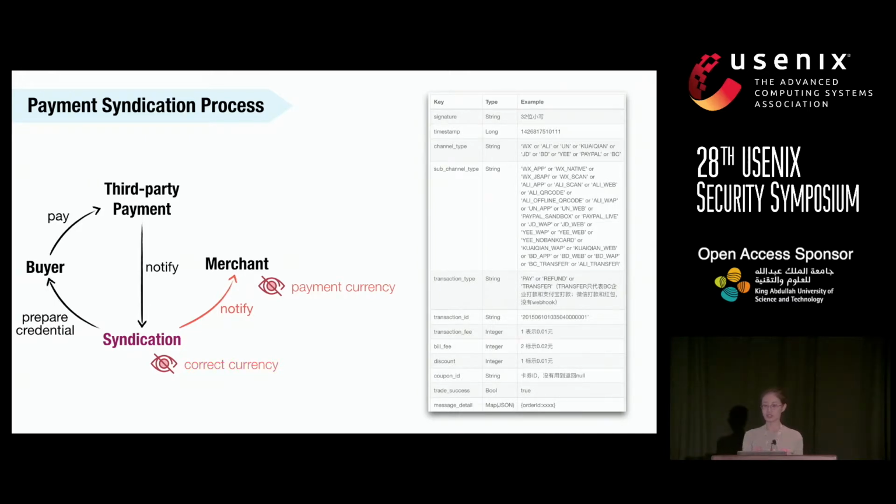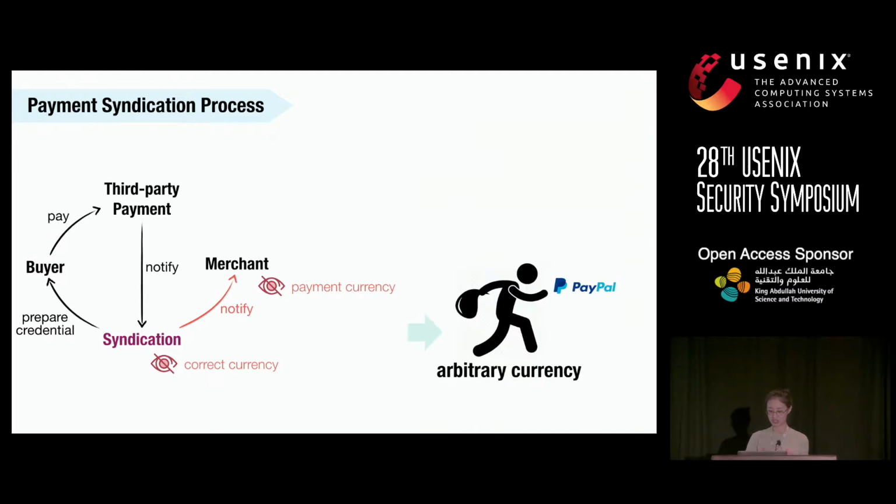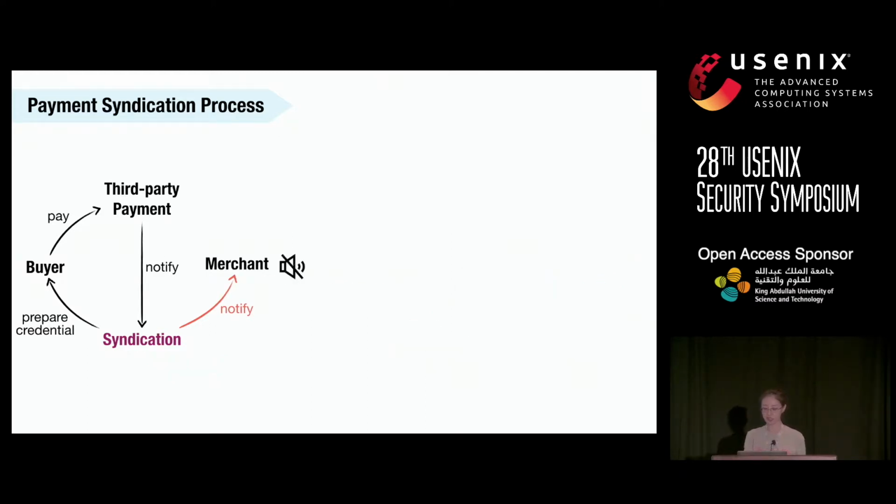So when a shopping app uses this payment syndication, a malicious buyer could buy a product with a lower value currency via PayPal. And furthermore, even if the merchant has visibility of the security-related data, if they have not been informed to do so by the syndication, they may still miss implementing a security check in their code and introduce an implementation-level logic vulnerability.